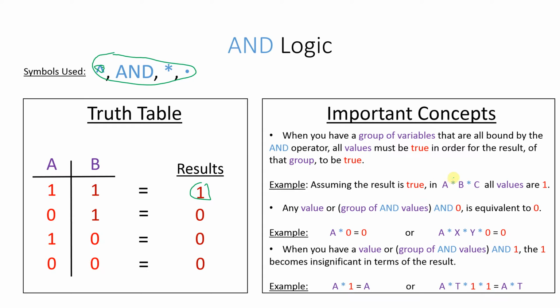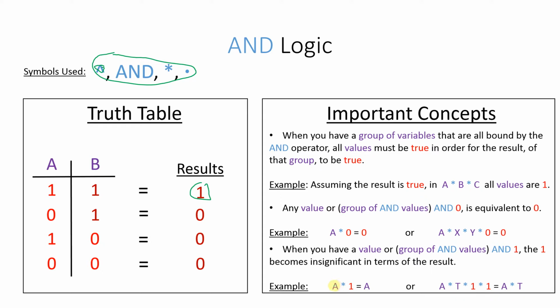Now, the way AND works is really interesting when you have groups of variables that are all bound by AND operators. In order for the result to be true, in groups like this, every single variable has to be true, which means that if you have a 0, like this over here, either the groups or just one variable, the result of the entire equation equals 0. If you have the opposite and you have 1, or a true value, in any type of equation, the 1 becomes insignificant. It doesn't matter in the result.